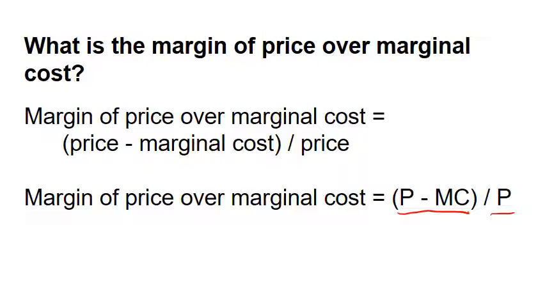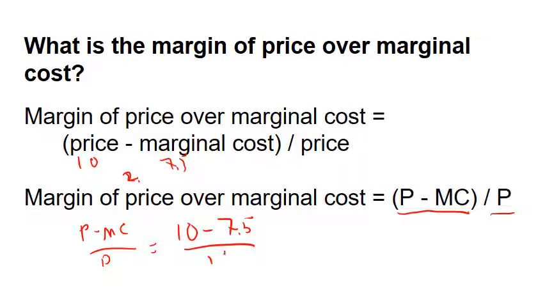For example, suppose price is 10 and marginal cost is 7.5. That means the difference is 2.5. Let's do it here. Price minus marginal cost over price would equal 10 minus 7.5 divided by 10, which is 2.5 divided by 10, which is 0.25, which is the same as 25%.